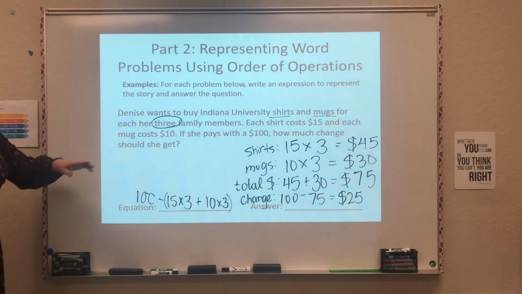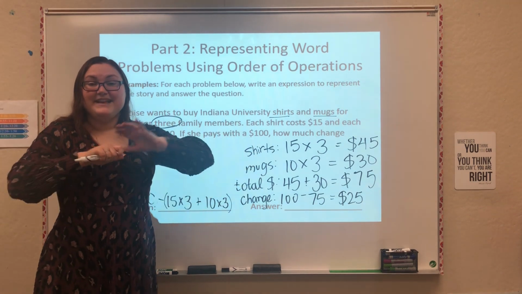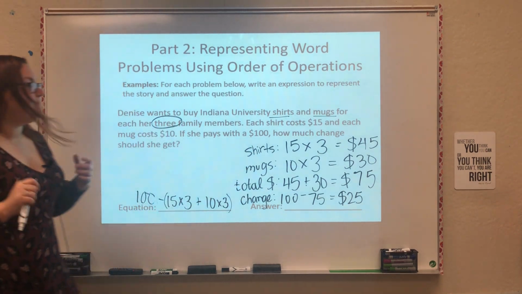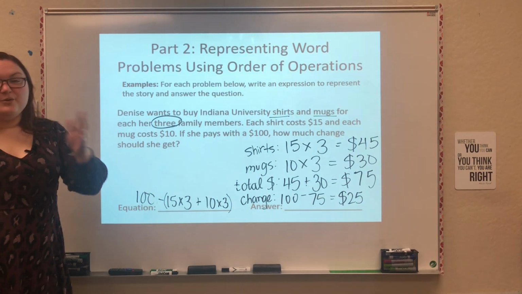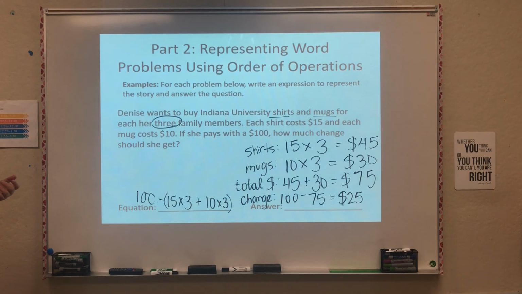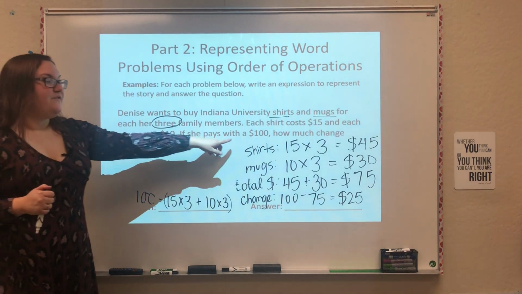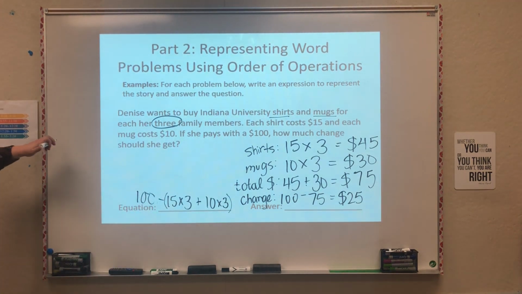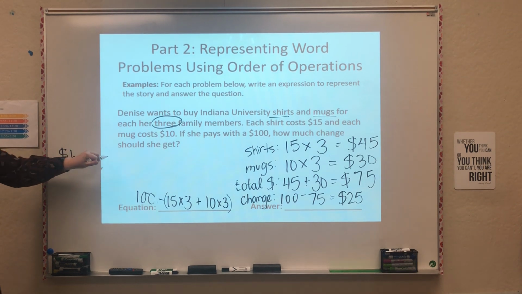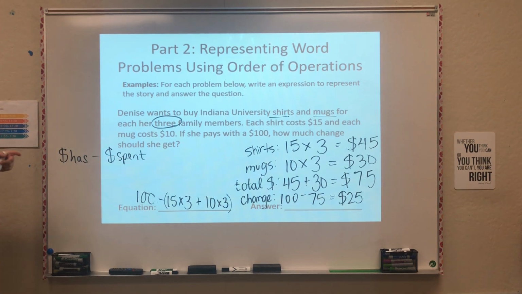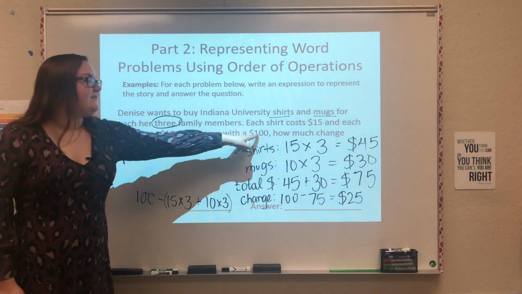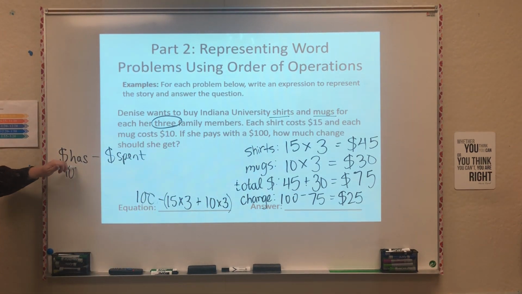Another way is instead of doing all these steps over here, some people like to just map out the plan for the problem. What I mean by that is writing it with words first. If you're a word person, this might be a good strategy for you. So notice our strategy for figuring this out was we were going to take the money she has and subtract the money spent. That's our plan, right? Well, the money she has is $100. So I'm starting with $100 and I want to subtract the money she spent.